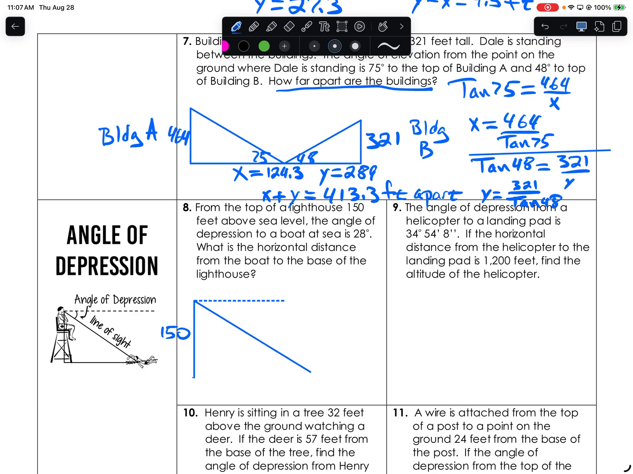So when they talk about angle of depression, that 28 degrees is right there. So you may or may not remember from your geometry way back when.